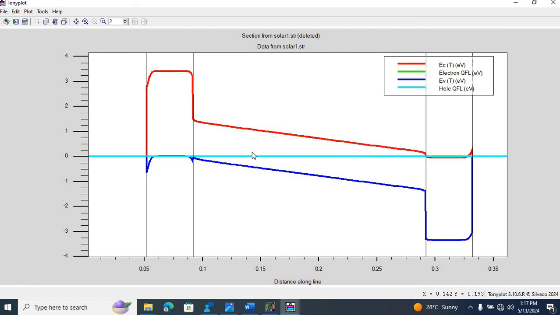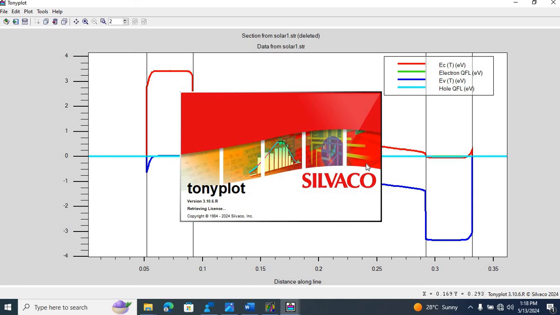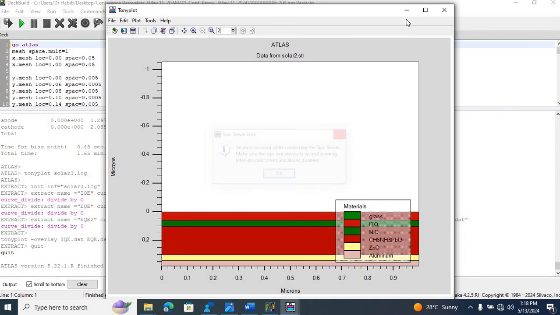Similarly, in the middle we have methyl ammonium lead iodide, which we consider as an I layer because the doping concentration in this layer is really low. And this layer on the right is the aluminum contact layer. Then I'm gonna minimize this one over here.